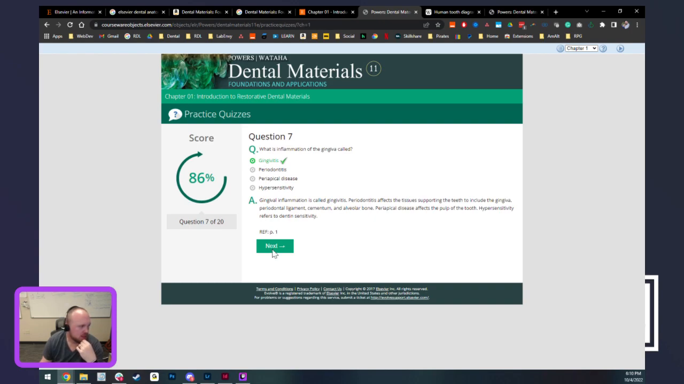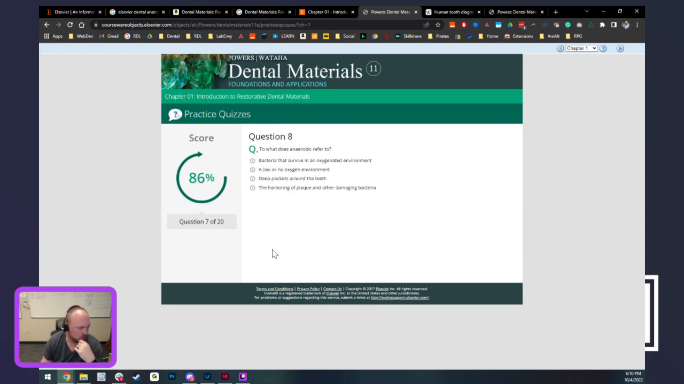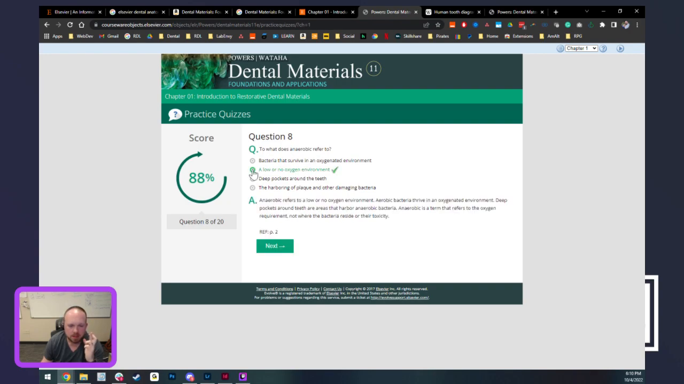To what does anaerobic refer to? Bacteria that survive in a low or no oxygen environment, deep pockets around the teeth, the harboring of plaque or other damaging bacteria. Anaerobic is a low or no oxygen environment. Yay.